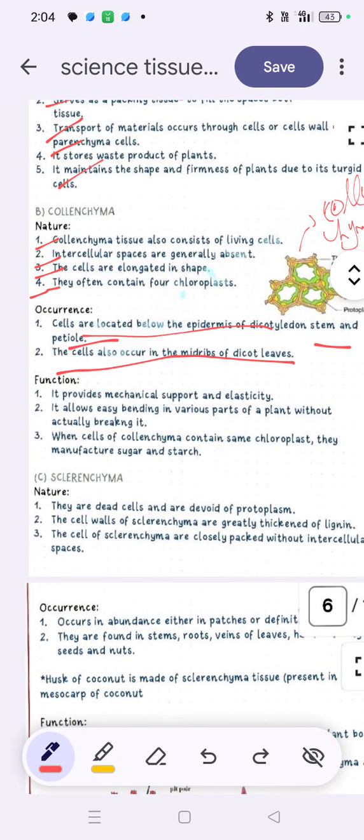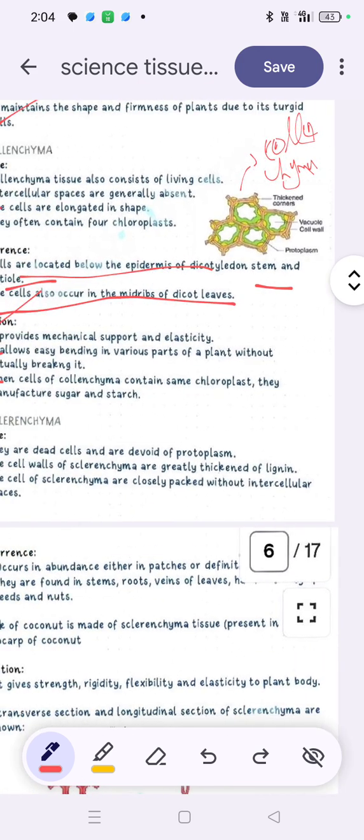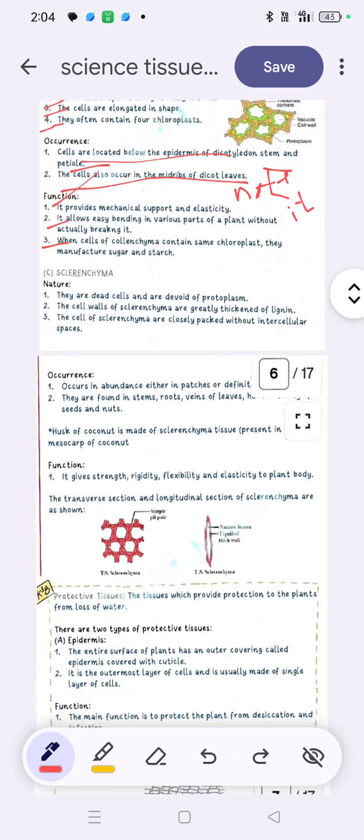When the cells of collenchyma contain chloroplasts, they manufacture sugar and starch. Note its function. Then we go to sclerenchyma. Sclerenchyma's nature: they are dead cells and are devoid of protoplasm.